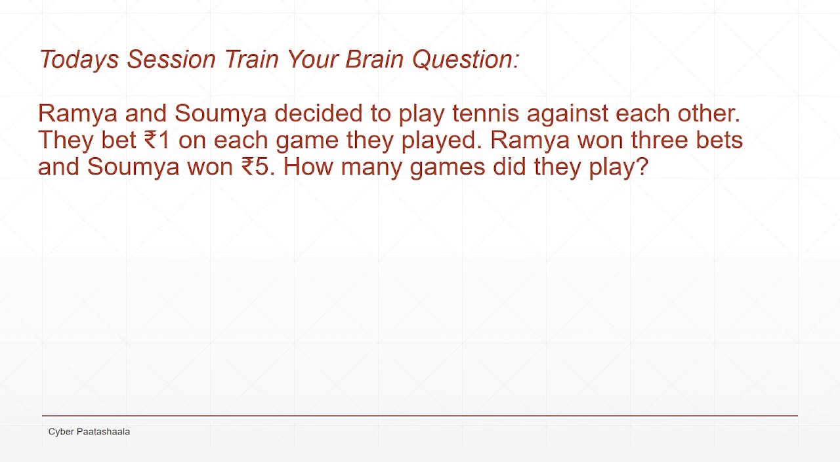Today's session's Train Your Brain question is: Ramya and Soumya decided to play tennis against each other. They bet 1 rupee on each game they played. Ramya won 3 bets and Soumya won 5 rupees. How many games did they play? I am repeating the question again. Ramya and Soumya decided to play tennis against each other. They bet 1 rupee on each game they played. Ramya won 3 bets and Soumya won 5 rupees. How many games did they play?